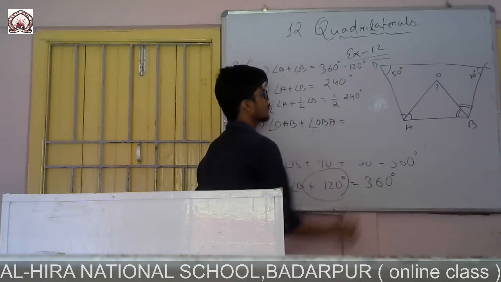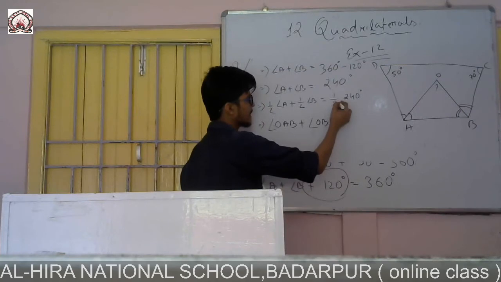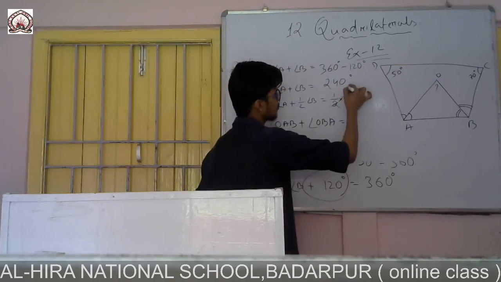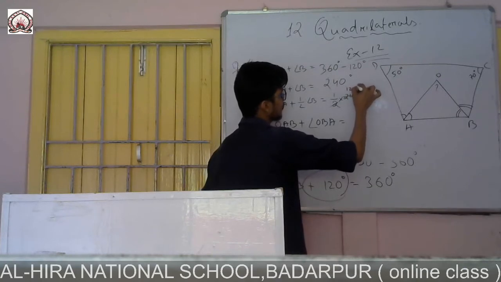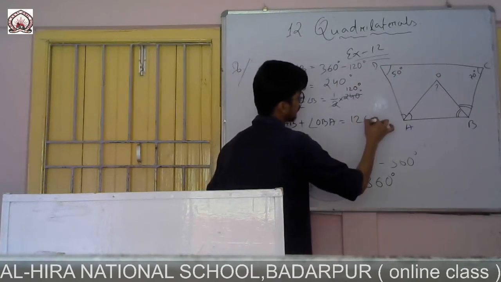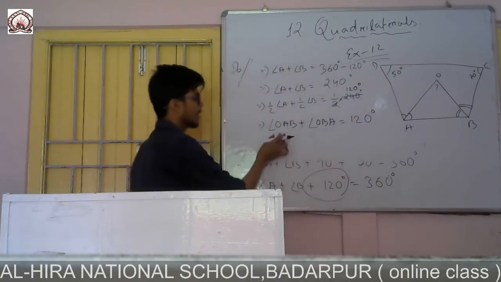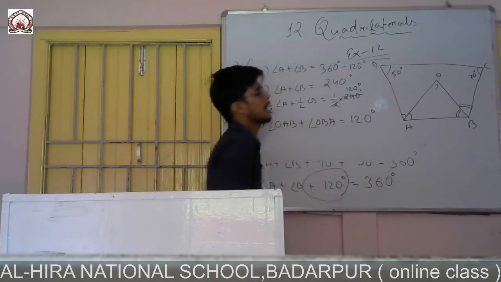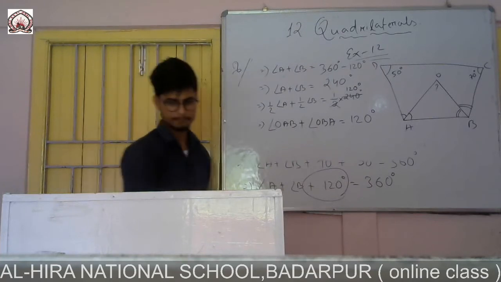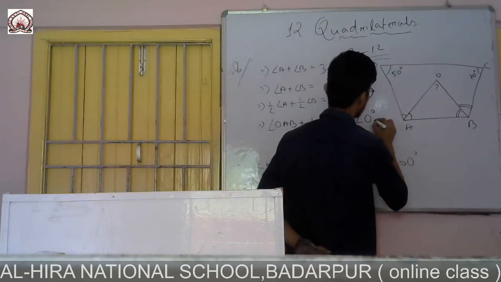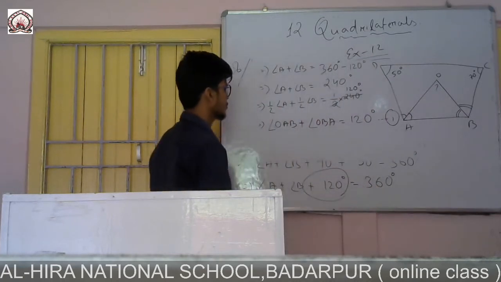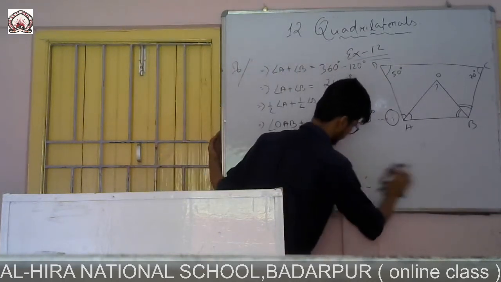Half of 240 degrees. So 240 degrees, if I simply cancel with 2, half means multiply. So with 2, if I cancel this one, 2 1s are 2, 2 2s are 4, that means 120 degrees. Angle OAB plus angle OBA equals 120 degrees. So you write this one as Roman number 1.